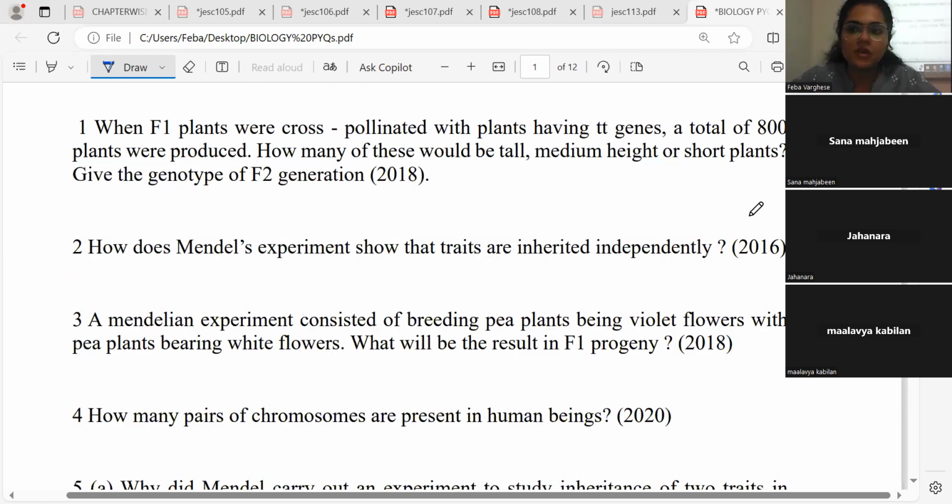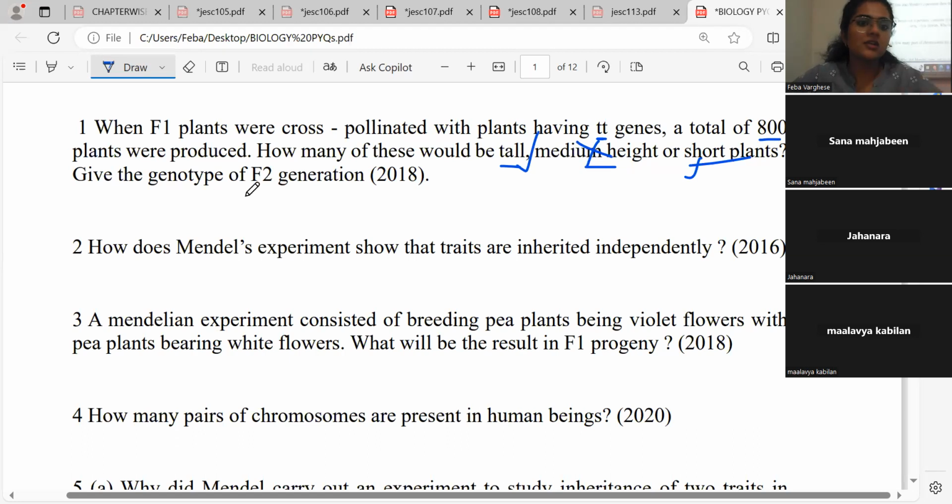Heredity. When F1 plants were cross-pollinated with the plants having small t genes, a total of 800 plants were produced. How many of these would be tall, medium-heighted, or short plants? Will there be any medium-heighted plants, guys? No, this is wrong. You can eliminate this. There will only be tall and short plants. They have just given this to confuse you. There are no medium-heighted. Law of dominance, remember that.